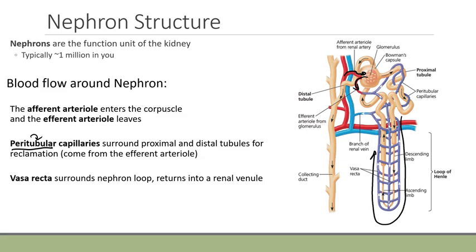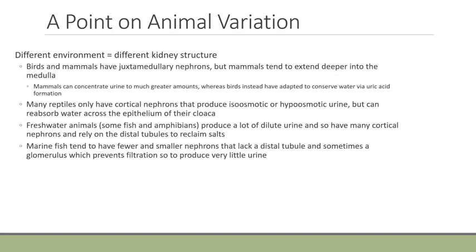Those vasa recta are the end of the capillaries, so they'll return to a venule. That venule will then return into a vein, the renal vein, and then that renal vein goes back into the rest of your blood circulation after having already been filtered. We'll talk about what the vasa recta and the peritubular capillaries are all doing, how we are actually doing all this filtration, secretion, and reabsorption, in the next video, since this one's already an hour long. But I want to leave on one little point here.